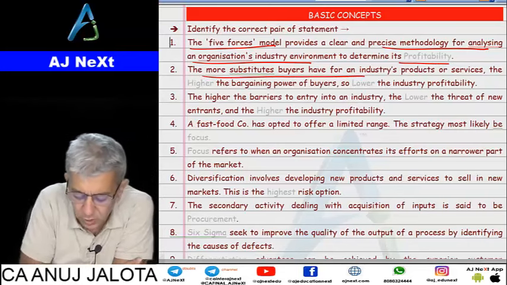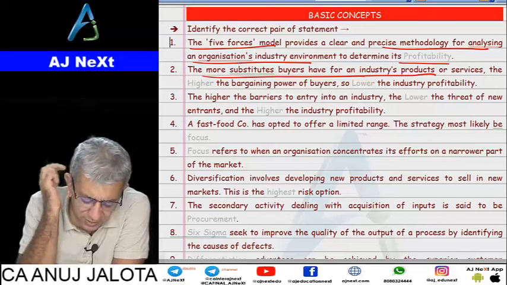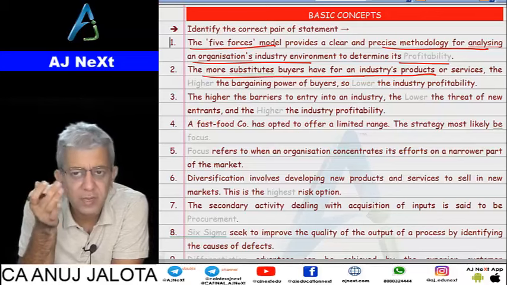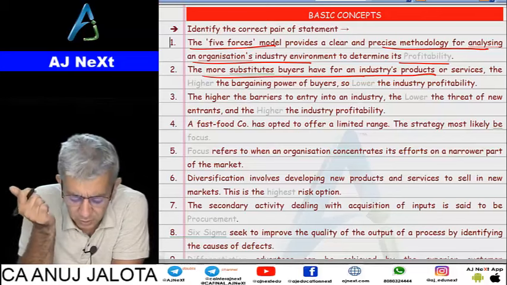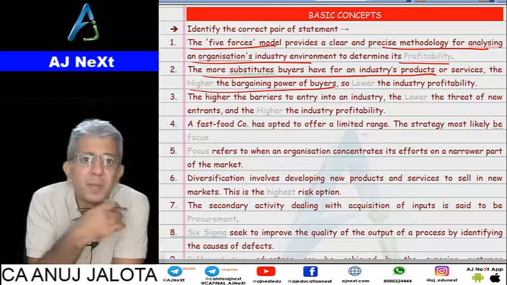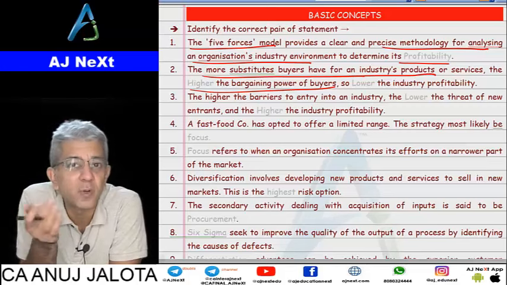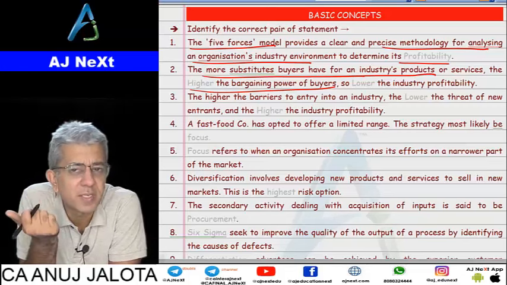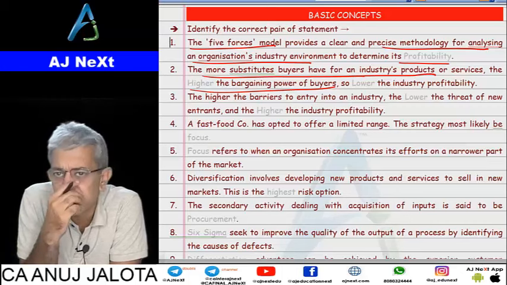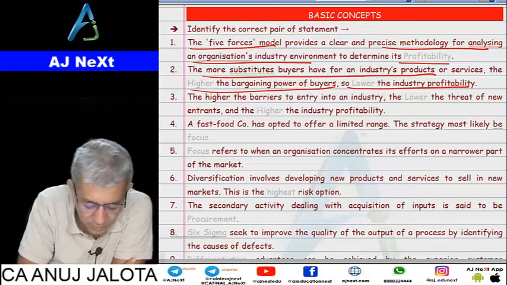The more substitutes a buyer will have for an industry's product, obviously, if a buyer has more substitutes, the bargaining power of the buyer will be higher. So the seller's will be lower. So the bargaining power of buyers is going to be higher, but the bargaining power of the seller will be lower. So the industry will have a low amount of profitability because the supplier cannot be charging very high prices. No. If he charges a high price, customers will start to shift to the competitor. So, therefore, the industry will have lower profitability.